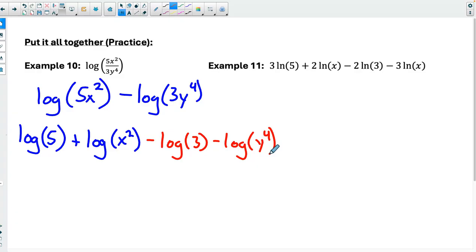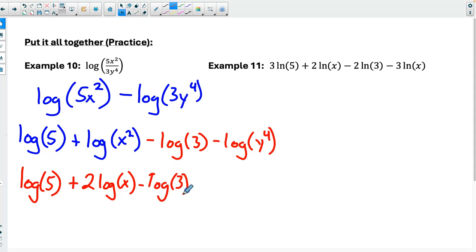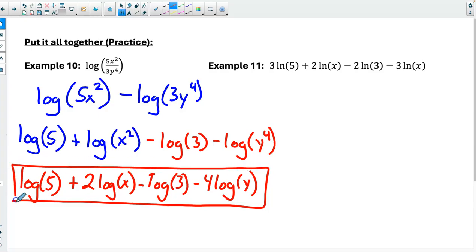And now we get to that step. Now I deal with those exponents. So if I am expanding, exponents are the last thing I deal with. If I'm condensing, exponents are the first thing that we deal with. So lastly, we just get log argument 5 plus 2 log x minus log argument 3 minus 4 log y. Questions?